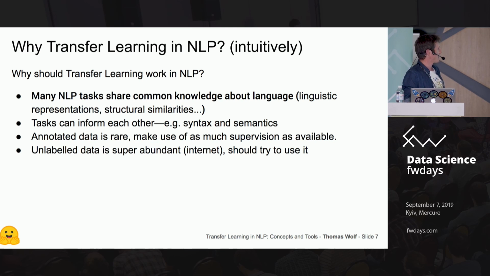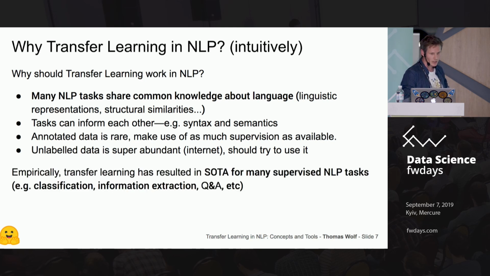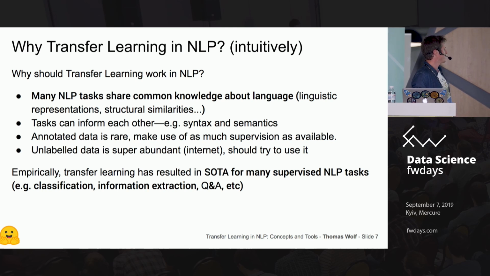And the last reason is that we have this huge corpus of unlabeled data, which is called the internet, and also books, actually, but the internet is right now bigger than this. And we would like to use this, right? We have all this data that we're not really using. So transfer learning tries to solve these kinds of problems. And empirically, transfer learning has resulted in state-of-the-art for many, many supervised tasks right now.